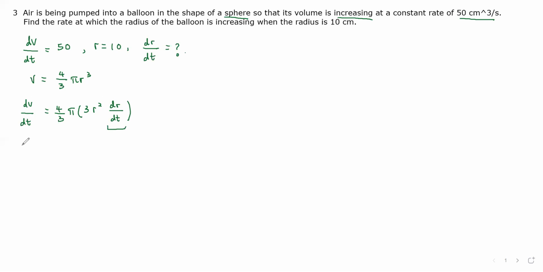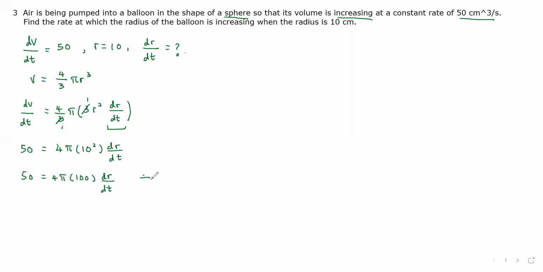We are given that dV/dt is 50, so the 3 and the 3 we can cancel off. Then we have 4 pi r squared dr/dt. R is 10, so we have 10 squared dr/dt. 50 is 4 pi, r squared is 100, dr/dt.